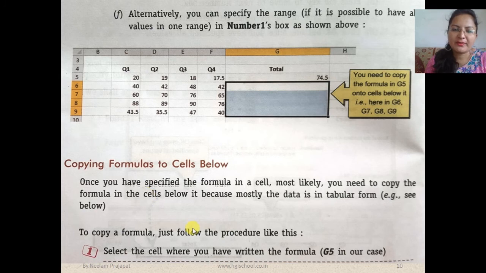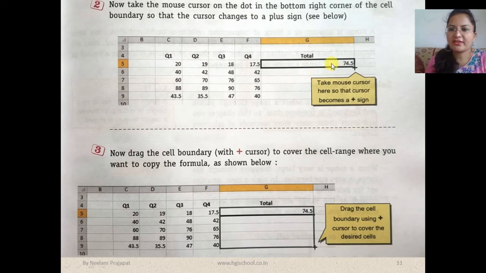So how to copy the formula? First of all, we have to select the cell where you have written the formula. Where have we written the formula? Here in G5. Got it? So select this first. Now you have to bring your mouse over here, at the bottom right corner of the active cell. Once you have selected the cell, this cell becomes the active cell, also known as the current cell.